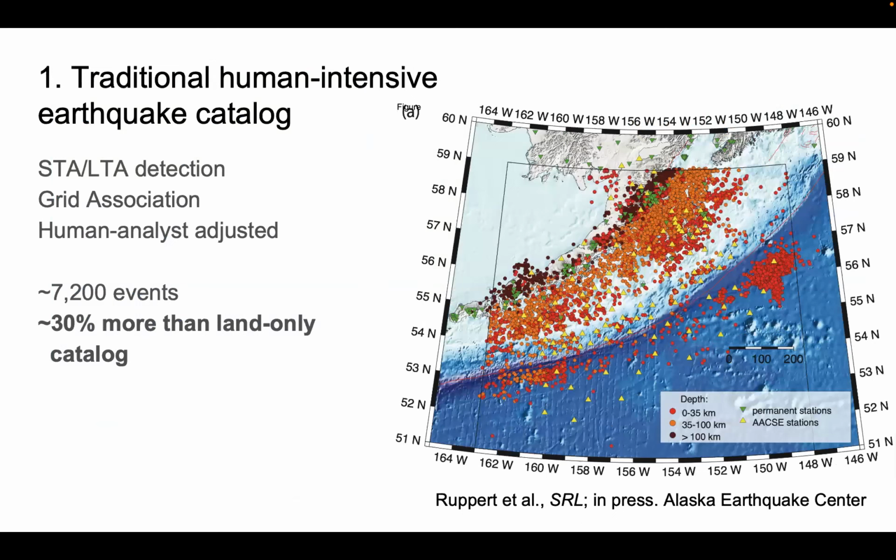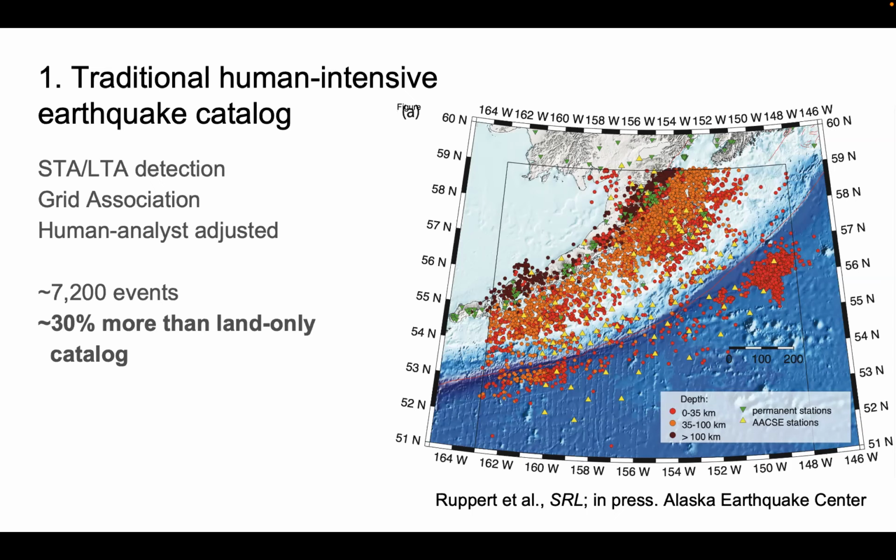Okay, so the first thing that happened was that Natalia Ruppert at the Alaska Earthquake Center and some of her analysts spent many months using traditional methods to create an earthquake catalog. They looked at each pick and adjusted it and made sure it was real and relocated everything. And at the end of that process, they created an earthquake catalog with about 7,200 events in it.